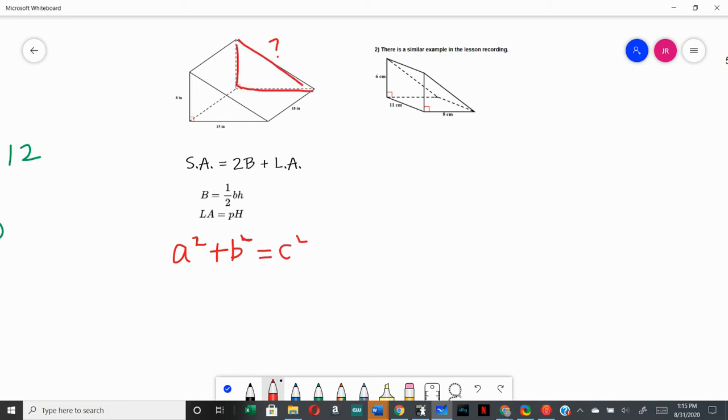I know this is a right triangle. So that's 8, that's 15, so that's my a and b. This is a right angle. 8 squared plus 15 squared equals c squared. 8 squared is 64. 15 squared is 225. Yes, I just happen to know that one. If I add these together, I get 289.